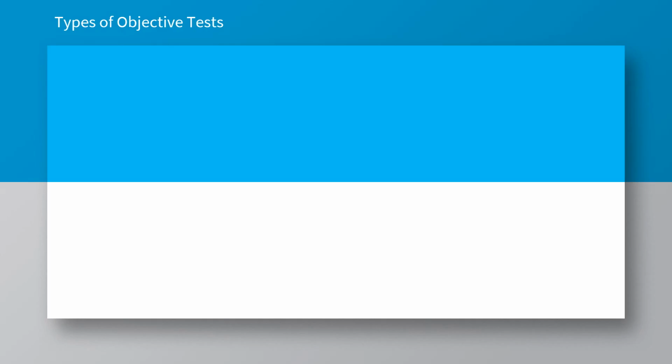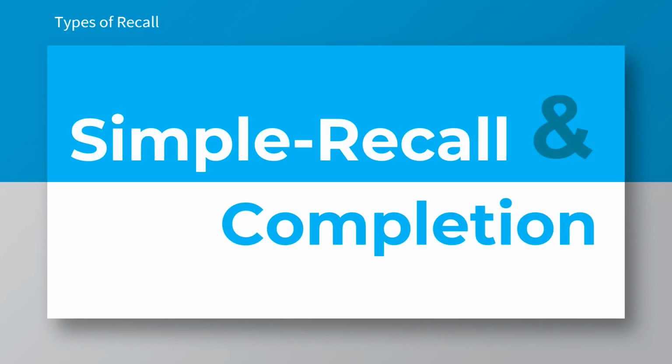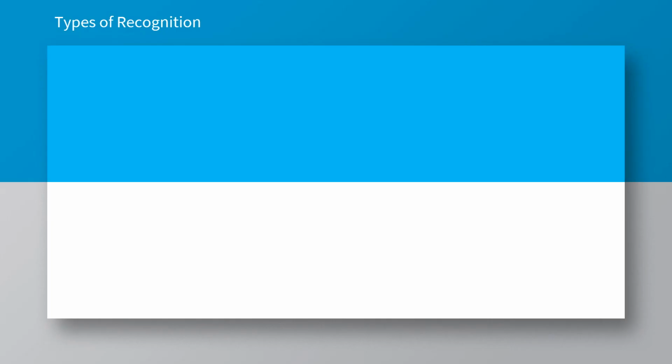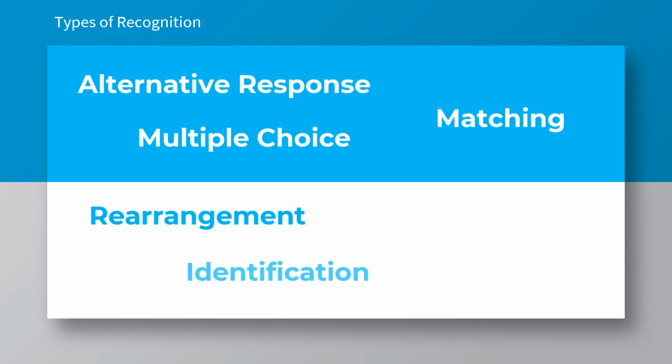There are two types of objective tests, recall and recognition. The two types of recall are simple recall and completion. These are the types of recognition: alternative response, multiple choice, matching type, rearrangement, identification, and analogy.